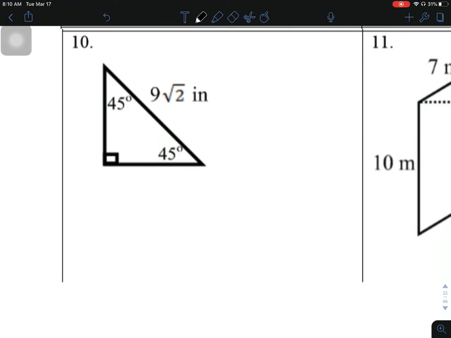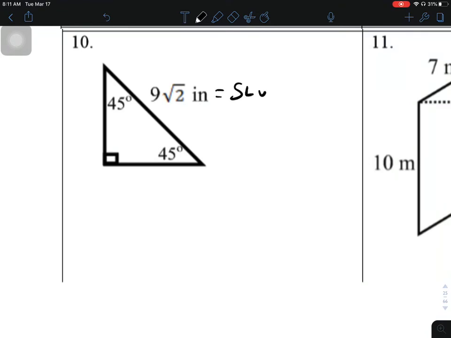Number 10, these special right triangles just won't go away, will they? If you didn't know your special right triangles, you could also figure this out by saying this is x and this is x. Use the Pythagorean theorem. Another thing that you could do is knowing your special right triangles.